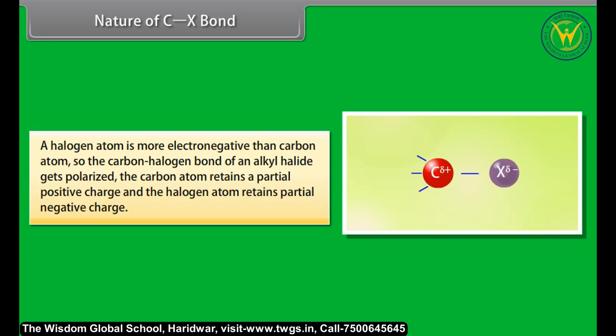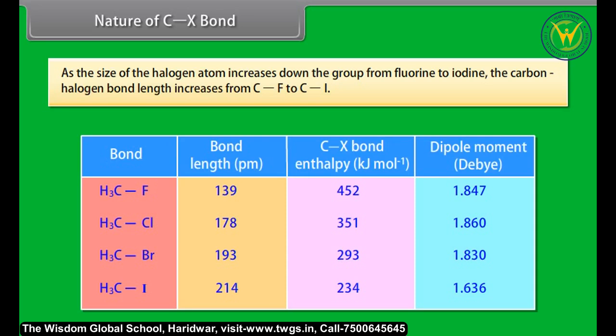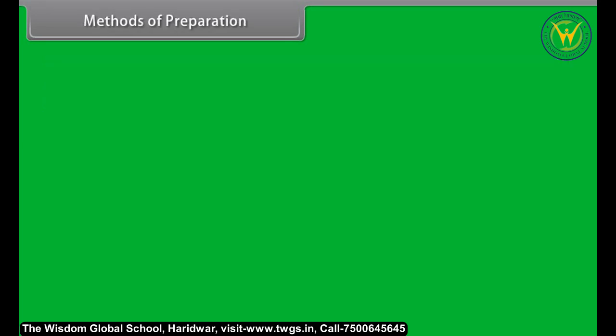Nature of C-X bond. A halogen atom is more electronegative than a carbon atom, so the carbon-halogen bond of an alkyl halide gets polarized. The carbon atom carries a partial positive charge and the halogen atom carries a partial negative charge. As the size of the halogen atom increases down the group from fluorine to iodine, the carbon-halogen bond length increases from C-F to C-I.